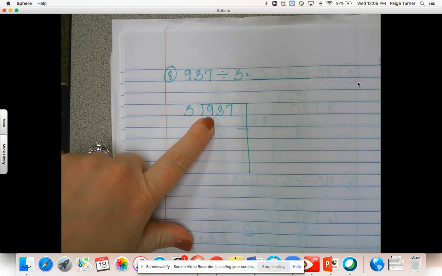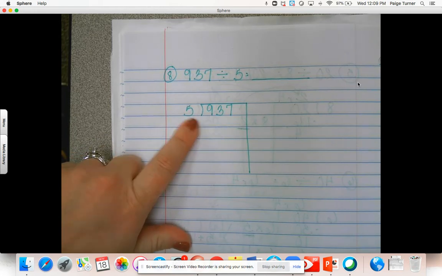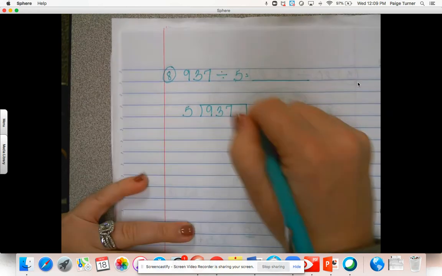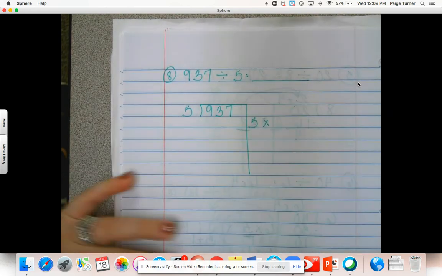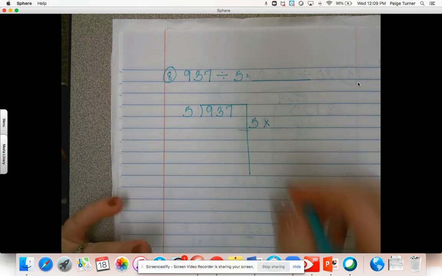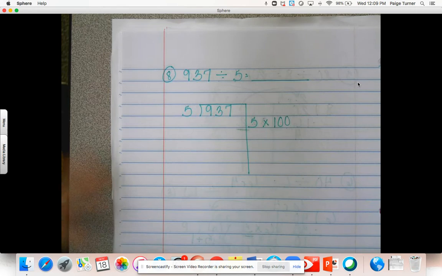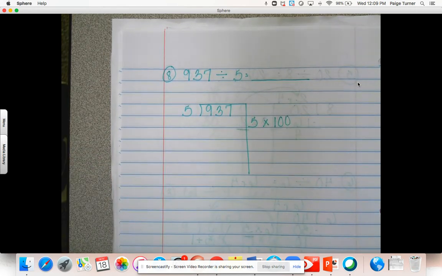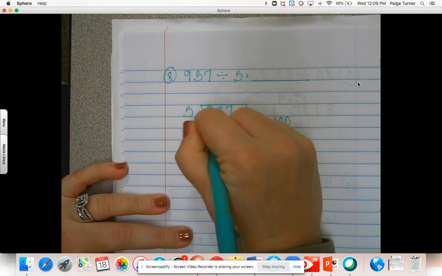So we're going to break down 937 into multiples of 5. So 5 times what number is going to get you close to 937? Keep it easy. I cannot stress that enough. I'm not going to sit here and try to figure out what's 5 times 46, what's 5 times 39, what's 5 times 82? No, just keep it simple. I know a very easy fact that I can do. 5 times 100, that's an easy one that we all know. And 5 times 100 is 500.